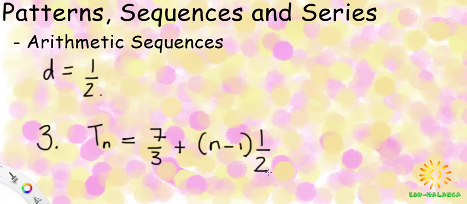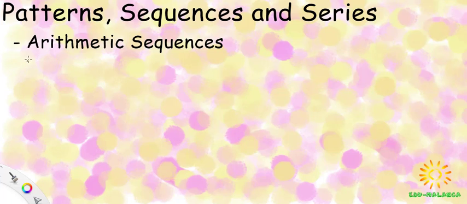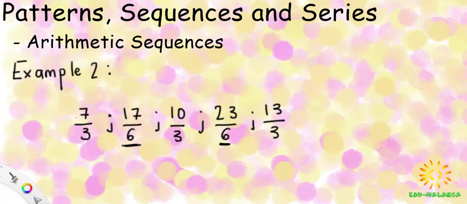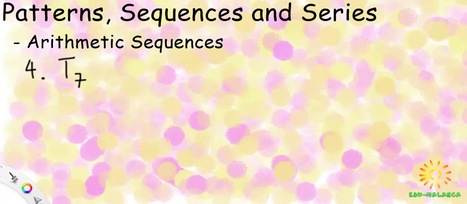Now that we have the general term, we can determine any term that belongs in this sequence. Let's do that for question 4. Question 4 of this example is: what is term number 7? We wrote down 1, 2, 3, 4, 5. We didn't write down term 6 or term 7. So let's determine term 7 of this arithmetic sequence.